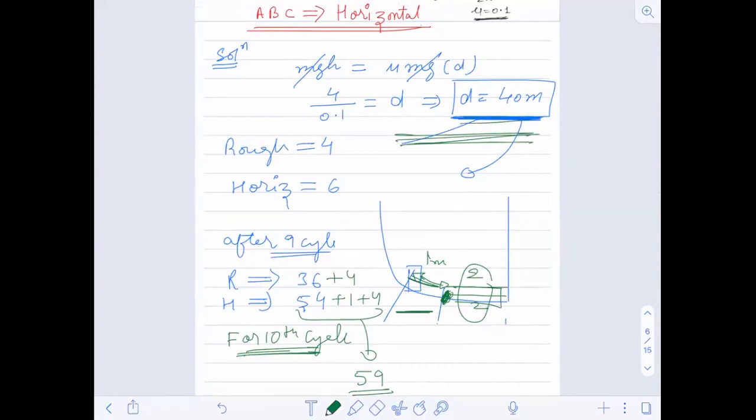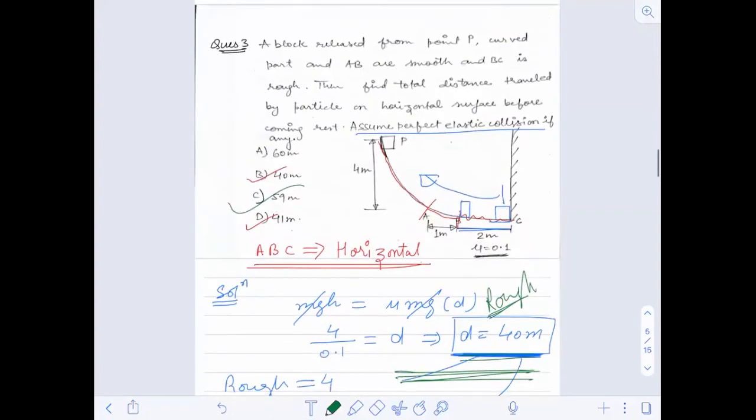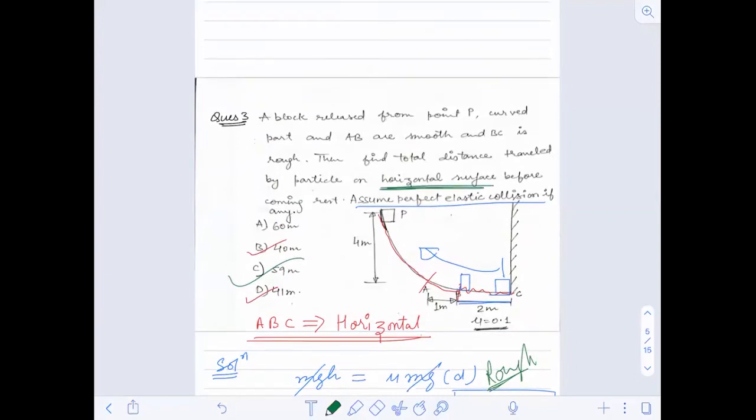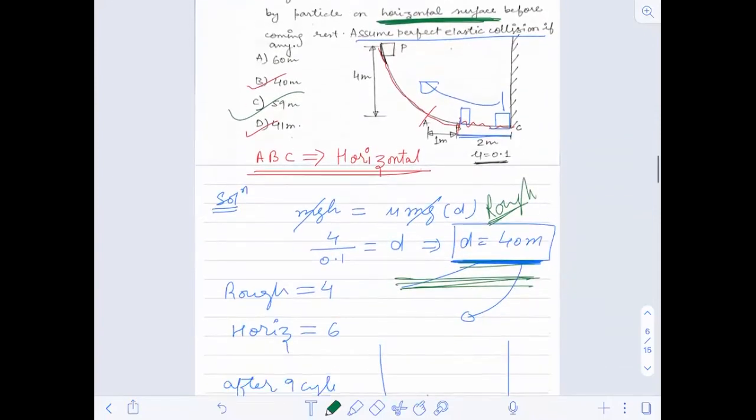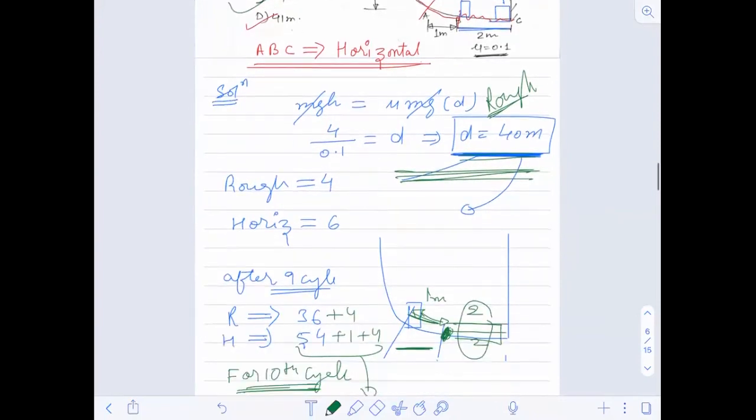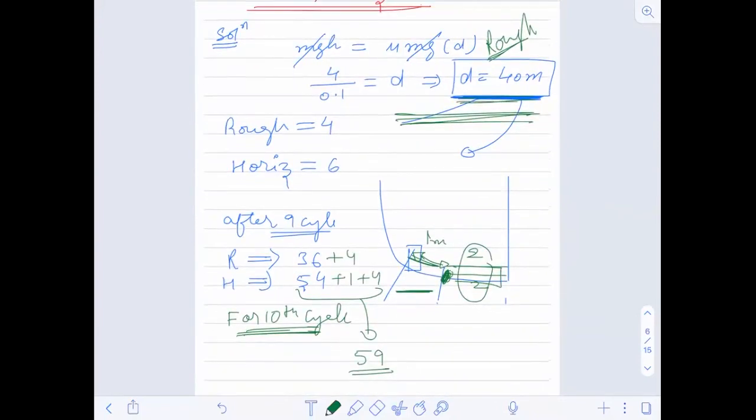So D you have calculated. Actually this particle will lose all of its energy once it has traveled 40 meter on the rough surface. Just remember this. The 40 meter you have calculated is on the rough surface. But the question is asking where? On the horizontal surface. See here, it is asking on the horizontal surface. And you have calculated only for the rough surface. Now let's try to see.